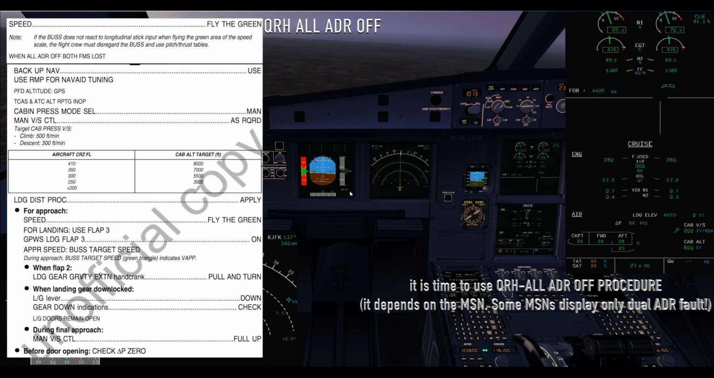As we remember, the aircraft refers us to the QRH procedure, which is named the All ADR Fault procedure. Please note that some of the serial numbers have no triple ADR fault warnings. They only show dual ADR fault. It is the flight crew's responsibility to check the third one and apply the ADR fault procedure. Here is the QRH procedure.